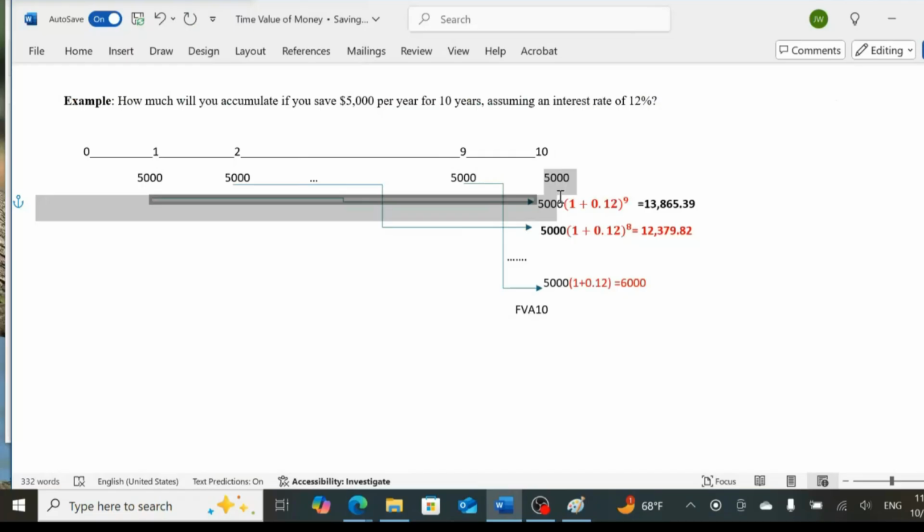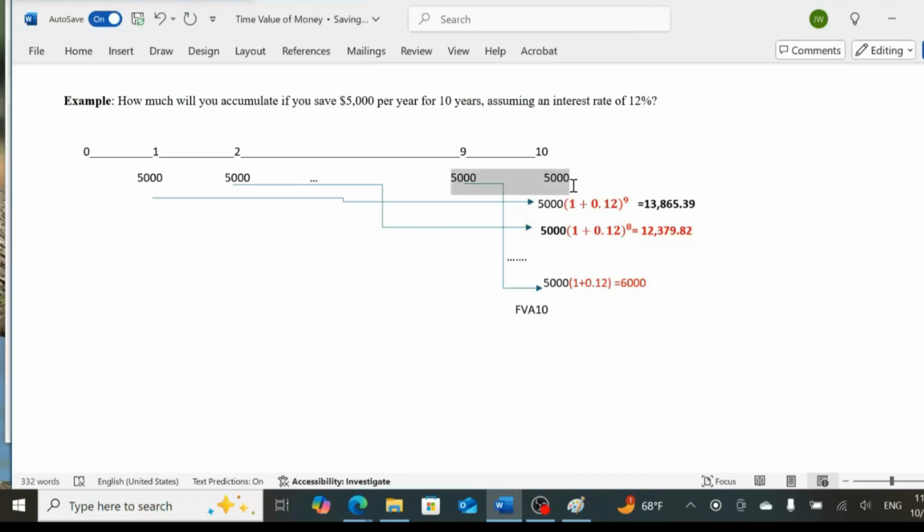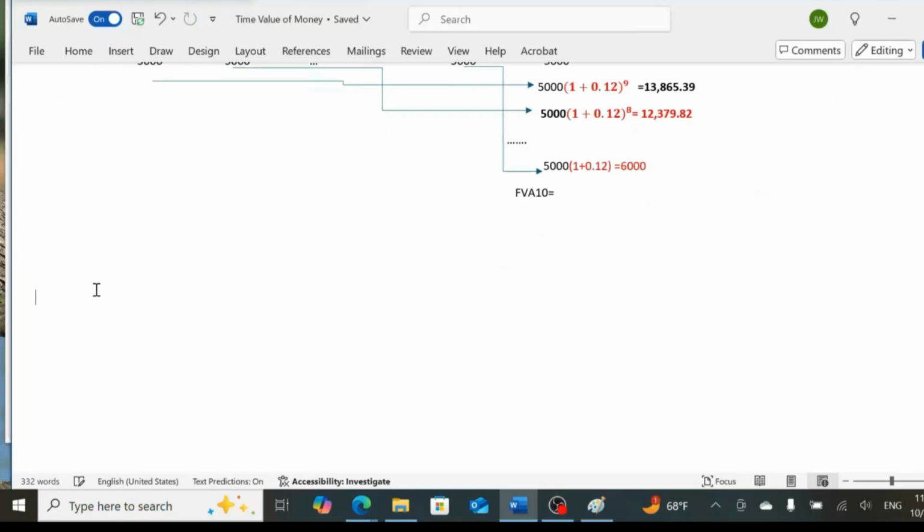So you add all these 10 together, it's the answer to my original question. If you save $5,000 each year for 10 years, how much do you accumulate? Of course, we can find this, but it is very time consuming, right? You find the future value of every one of these 10 cash flows. The good thing is we have a shortcut formula. Mathematicians help us find the future value annuity.